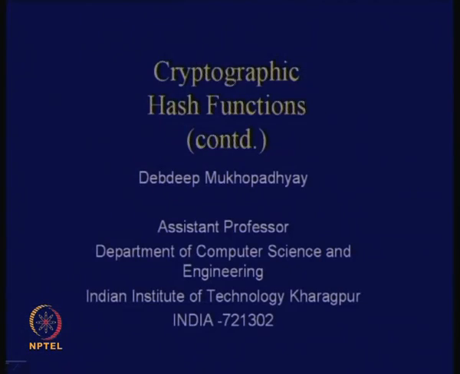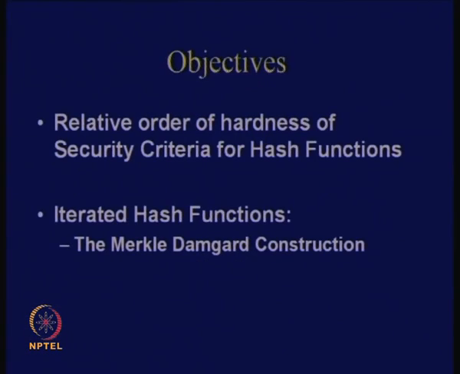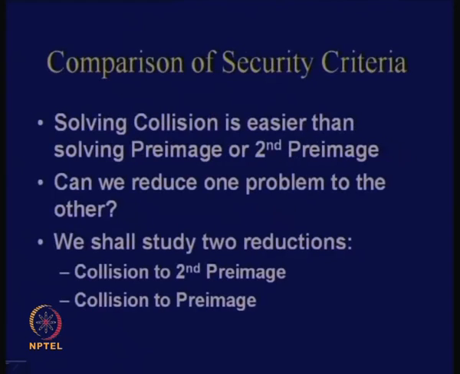Okay, so we shall continue with the topic of cryptographic hash functions, which we started last day. We were essentially discussing the relative order of hardness of security criteria for hash functions. We will continue with that, and then discuss a particular type of construction which is very popular. It's called the Merkle-Damgard construction, an iterated construction technique for hash functions. Okay, so we will discuss these topics.